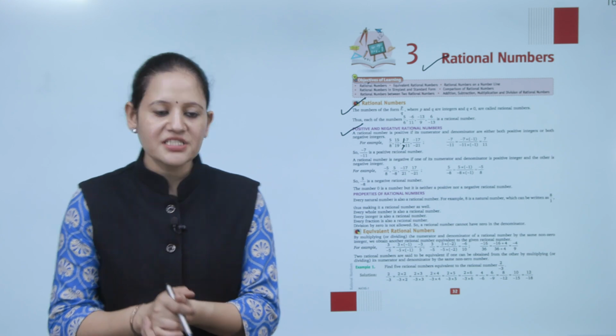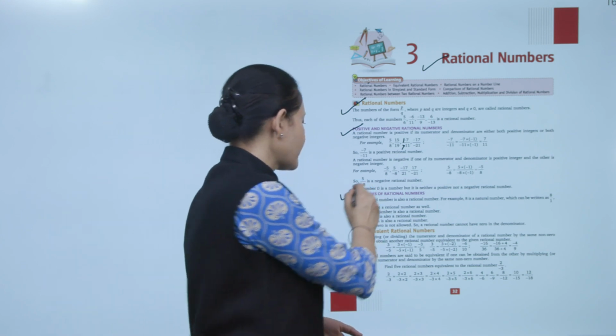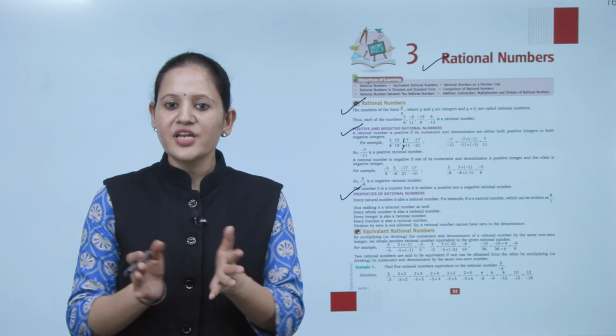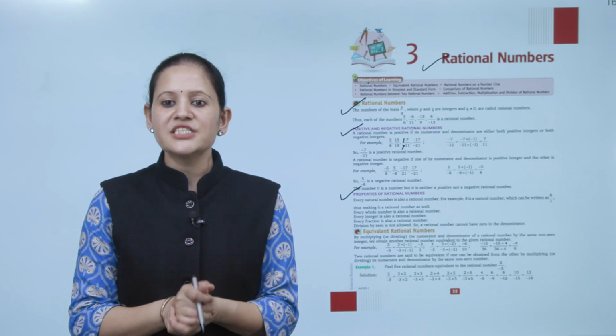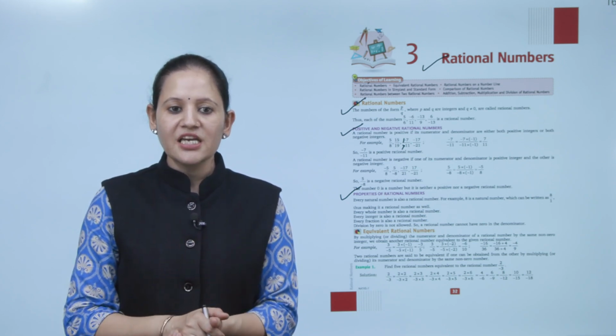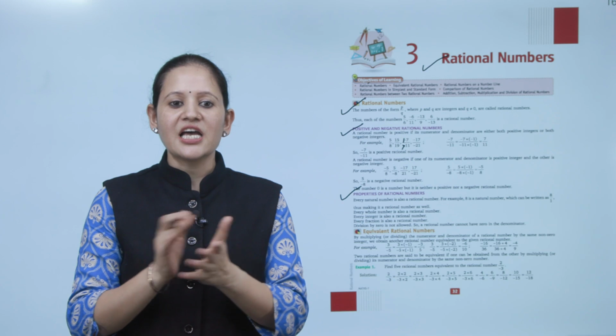Next is properties of rational numbers. Every natural number is also a rational number. For example, 8 is a natural number which can be written as 8 upon 1. 8 को हम 8 upon 1 की फॉर्म में लिख सकते हैं, thus making it a rational number as well.